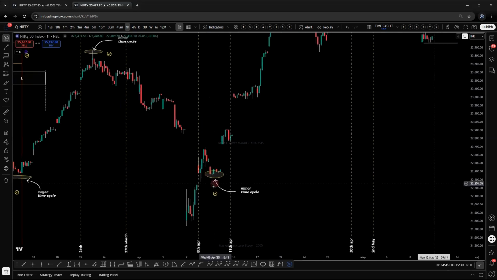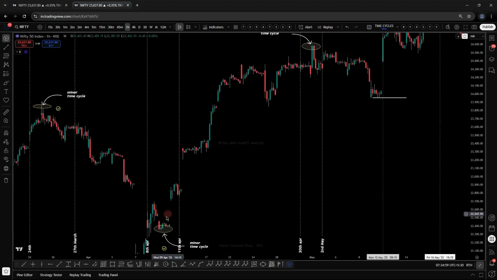What happened here? Minor time cycle zone from the 8th. The 7th was the bottom. What happened on the 9th? On that 9th date, Donald Trump announced the tariff pause. The market took that as good news and triggered a big boom.